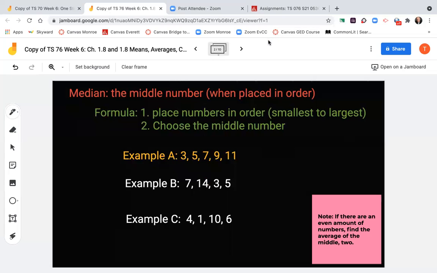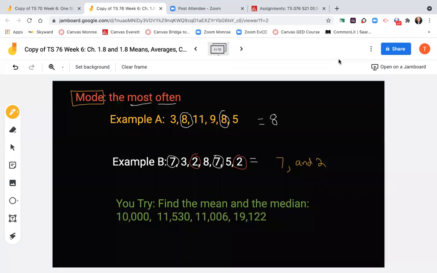Give you a moment to copy down what's on this slide, if you don't mind. Resume recording.